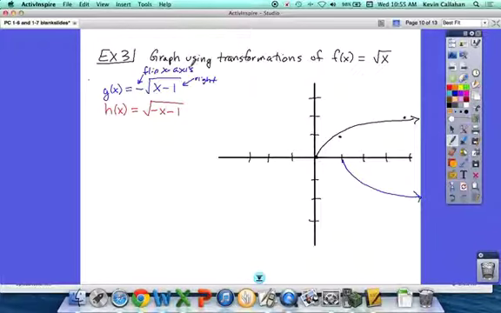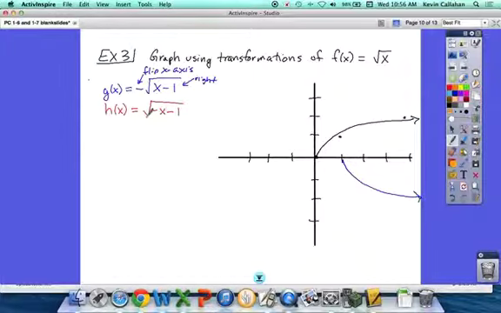So when we get problems like this, the point is not to do a table of values. The point is to show that you understand that we're just transforming the parent function. That's why these don't have to be point for point exact. They just got to show the right transformation.